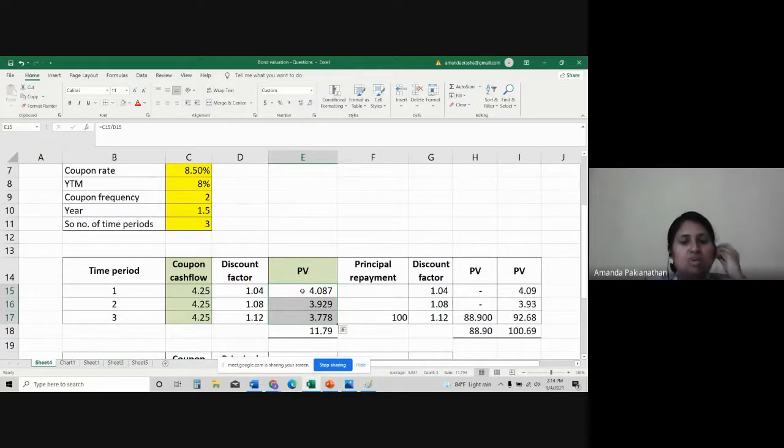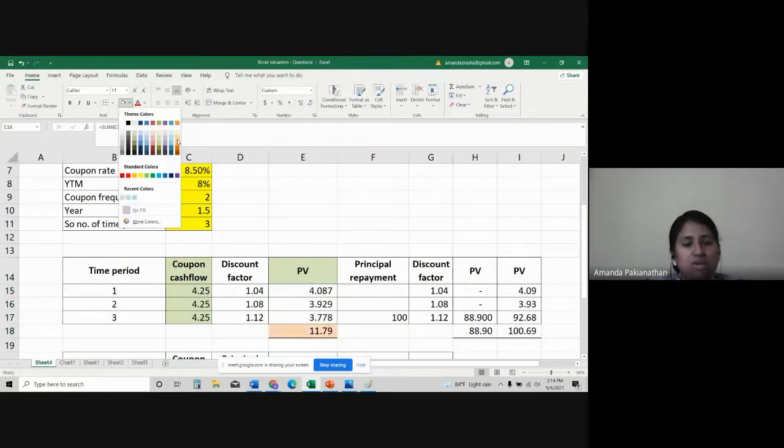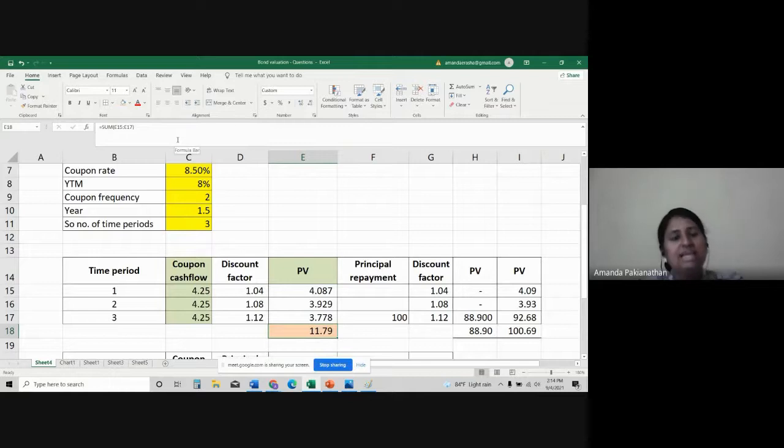Okay, now my step 2 is to add all these. I will get the present value of my coupon payments as 11.78. So for the balance 3 years, the actual value of all the coupon payments I will get is only 11 rupees and 79 cents. Is that the only cash flow? No. I have principal repayment.